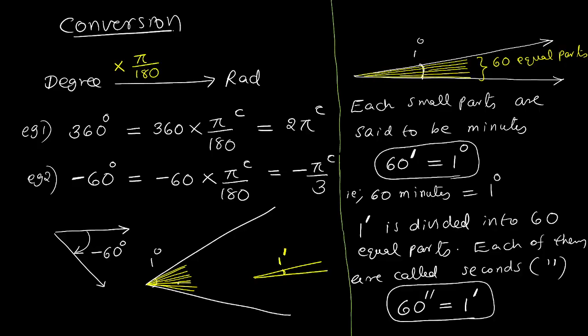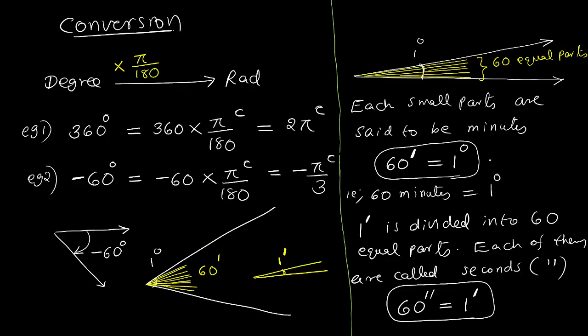1 minute will be the angle between two successive adjacent line segments. So what I am saying is 1 degree is divided into 60 equal parts. I hope you have understood. Each smaller angle is said to be a minute. Okay?